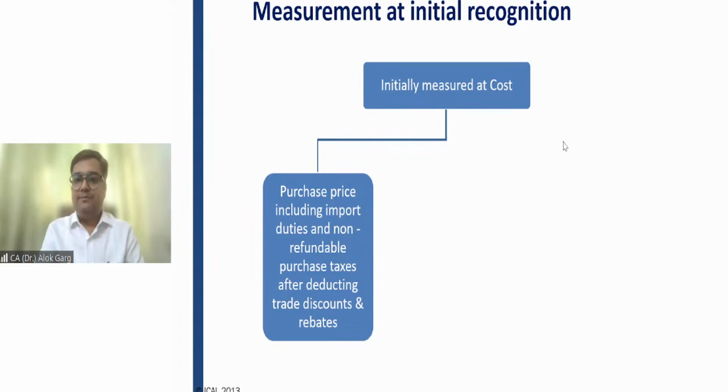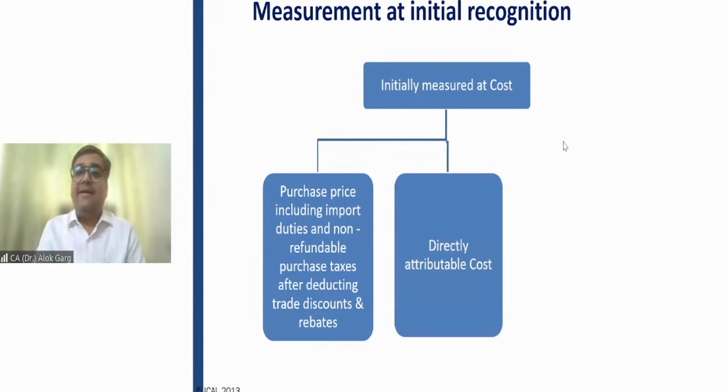Number two, directly attributable cost. What is meant by directly attributable cost? Directly attributable costs are those costs which would not have been incurred had the asset not been purchased.